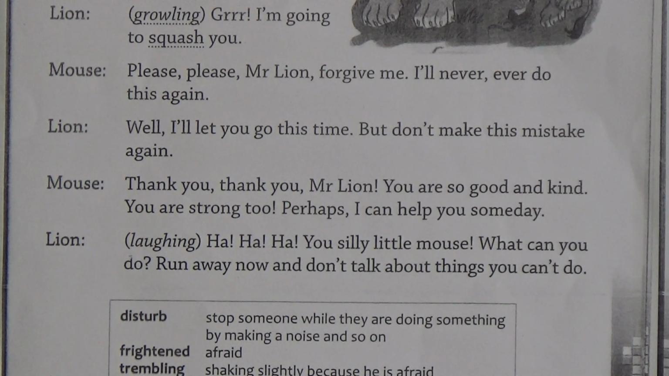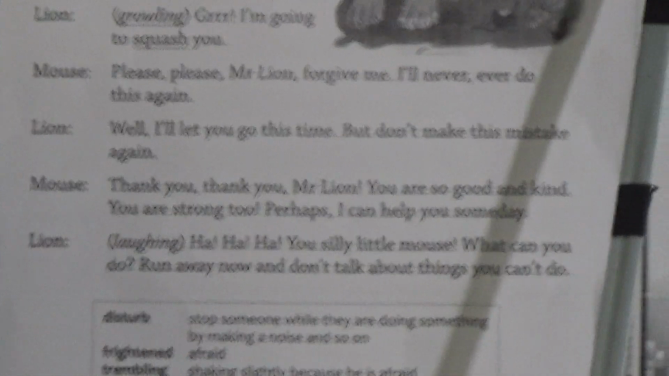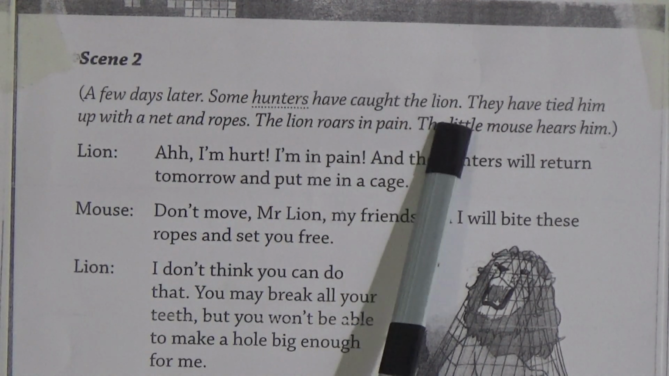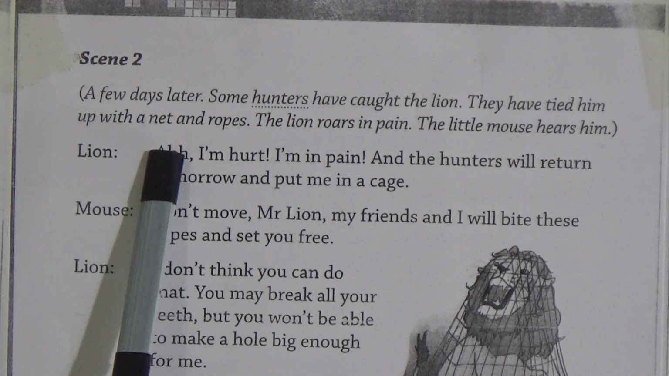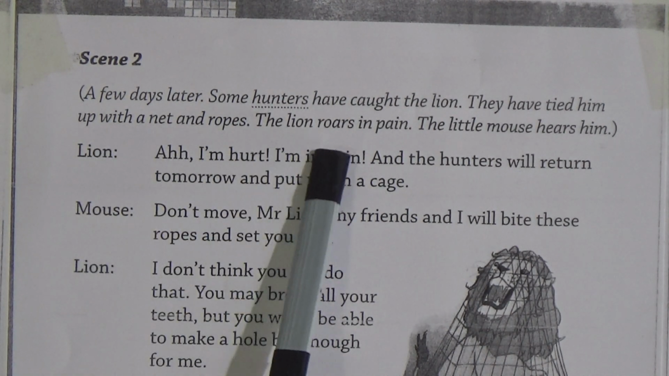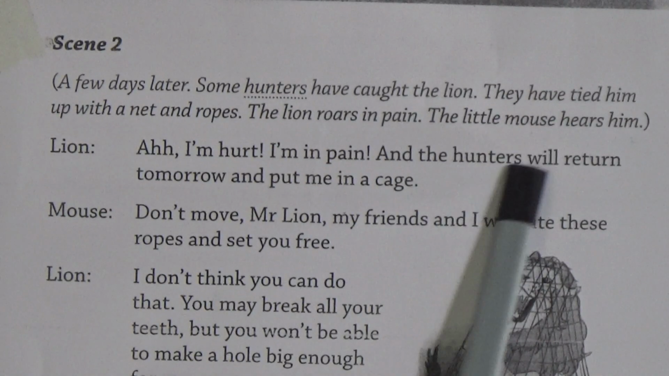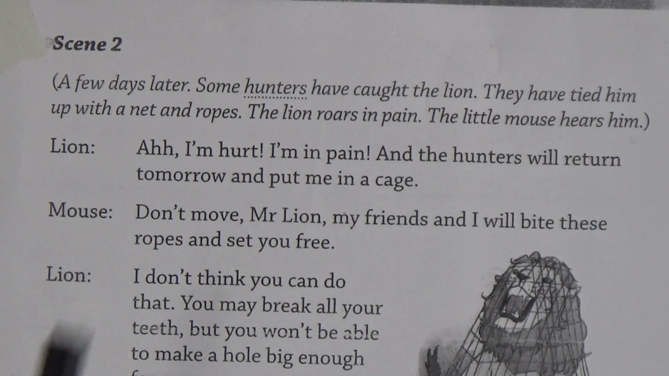So this is scene number 1. Now we will go to scene number 2. A few days later, some hunters have caught the lion. They have tied him up with a net and ropes. The lion roars in pain. The little mouse hears him. Now, some hunters came into this jungle and they captured the lion. Now the lion roars in pain and the little mouse hears him.